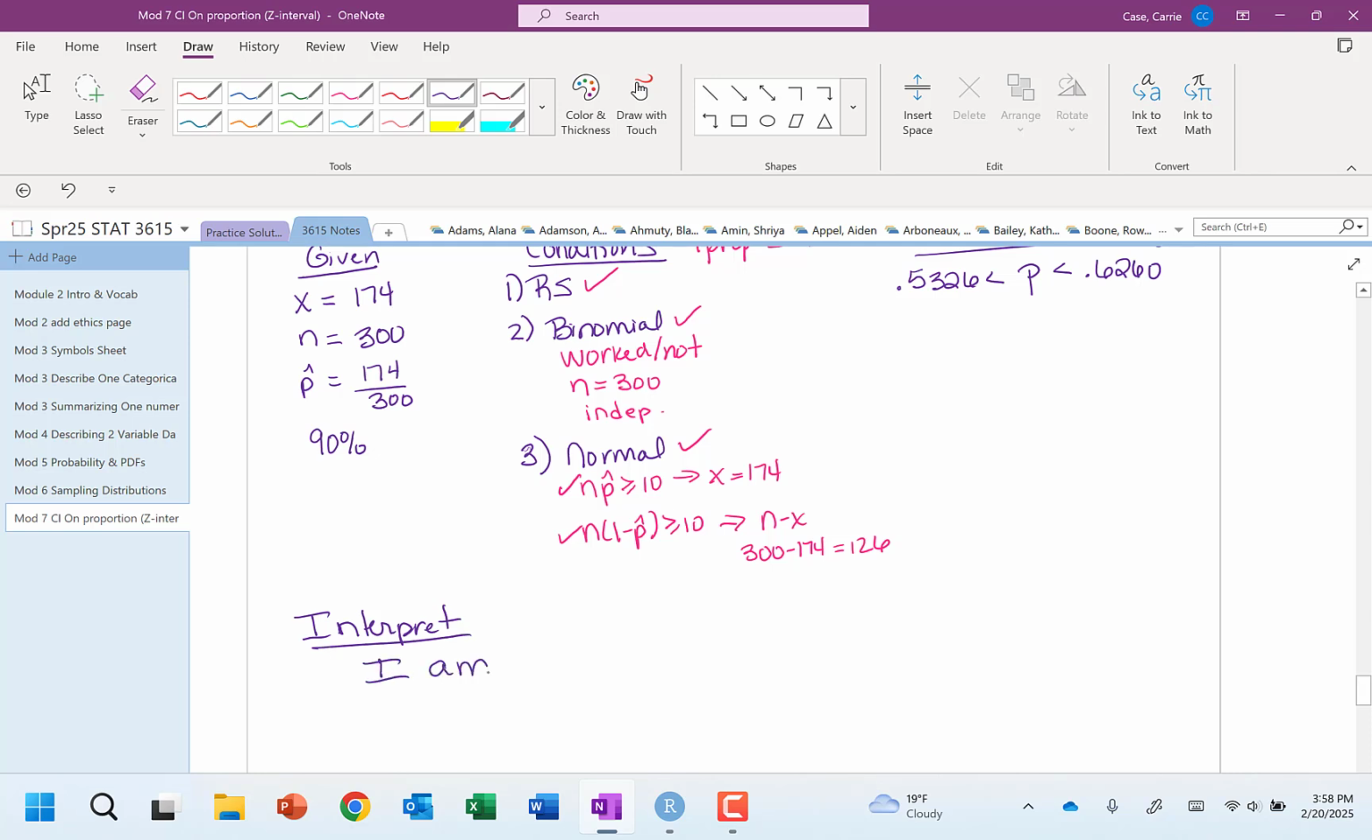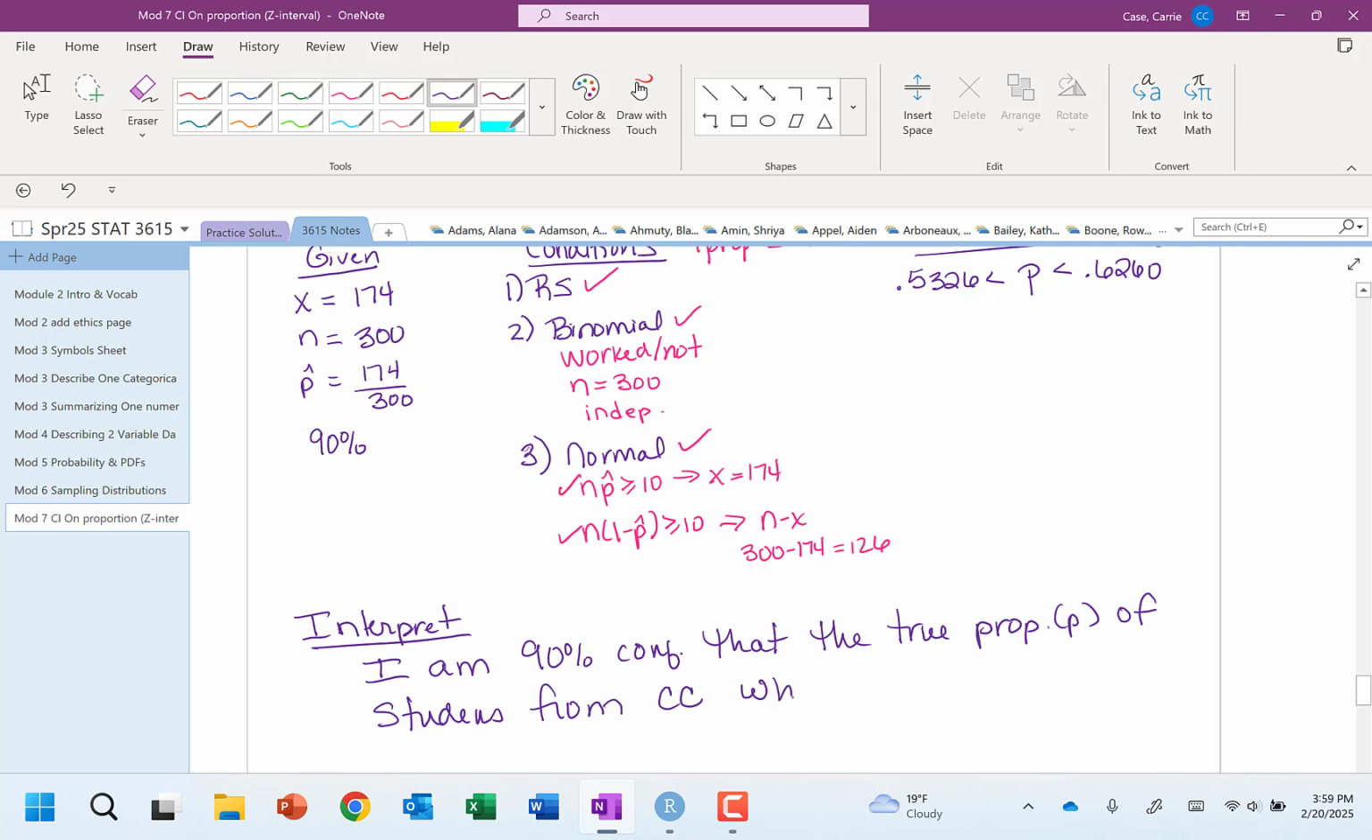And I am whatever percent, in this case it's 90% confident, and I do CONF for confident, that the true proportion, or the population proportion, the true proportion P of students from community college, I'm going to do CC for community college, who worked on group projects was between, and I'm going to do whole numbers here, 53% and 63%. All right, that's it, you guys.